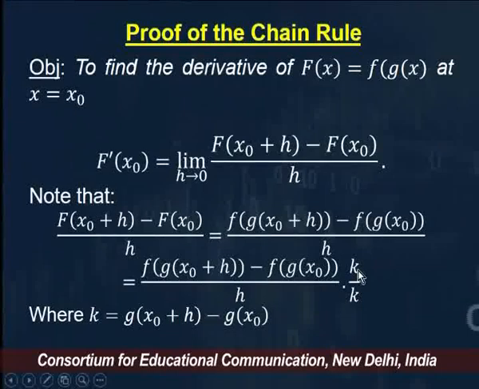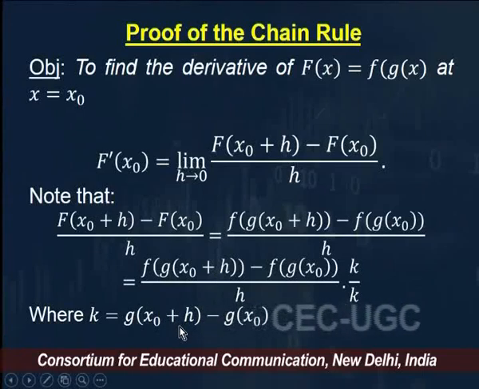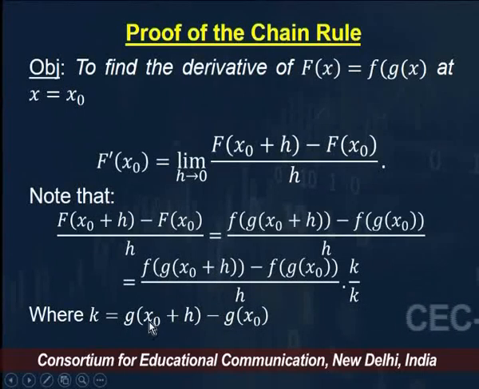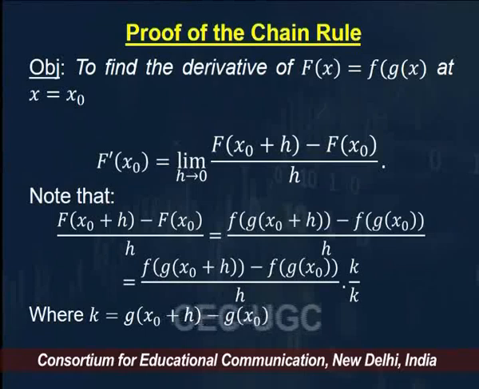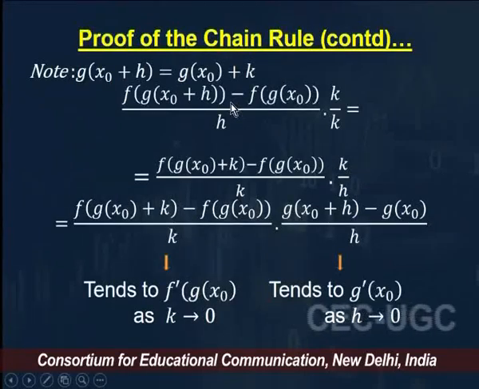Now when I do that, I have g of x naught plus h minus g of x naught in the numerator and the denominator, so I haven't changed anything. But notice that because I also want g of x naught in brackets plus h outside the brackets, I can work with this formula to get g of x naught plus h as g of x naught plus k. So let us look at things here.